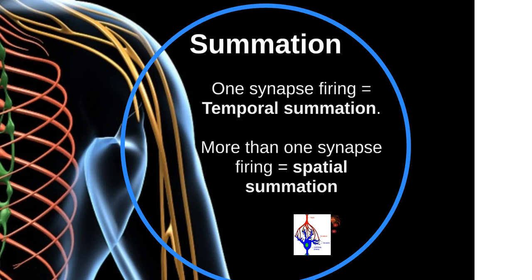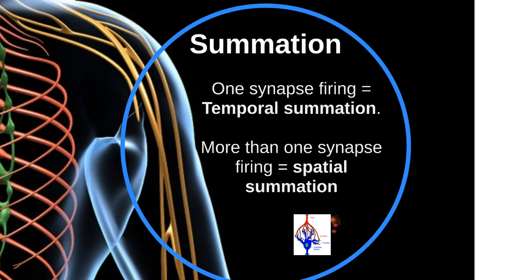Now, when we want a lot more information coming in, or we want to act very quickly on something, then we get far more than one synapse firing at a time. We get multiple synapses firing. That's known as spatial summation. So one synapse firing, temporal summation, and more than one synapse firing, spatial summation.